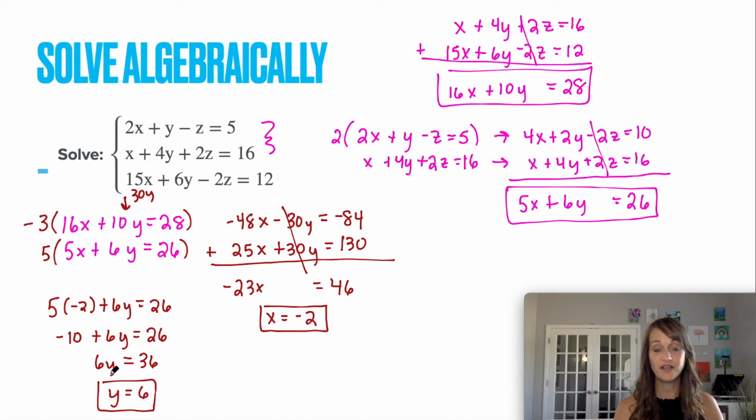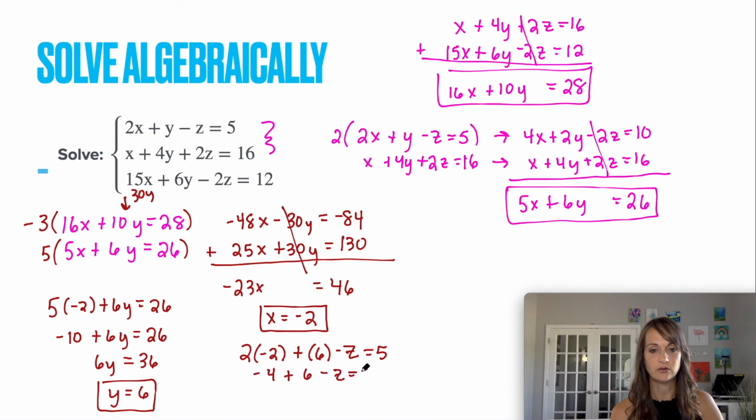All right, we have now found 2 of our 3 variables. The next step is to plug the x and y back into one of the original equations, and we'll find our z. I'm going to put it in the top equation because it has the smallest amount of numbers. So 2x plus y minus z equals 5. 2 times negative 2 is negative 4, plus 6 minus z equals 5. Negative 4 and 6 give me a positive 2, minus z equals 5.